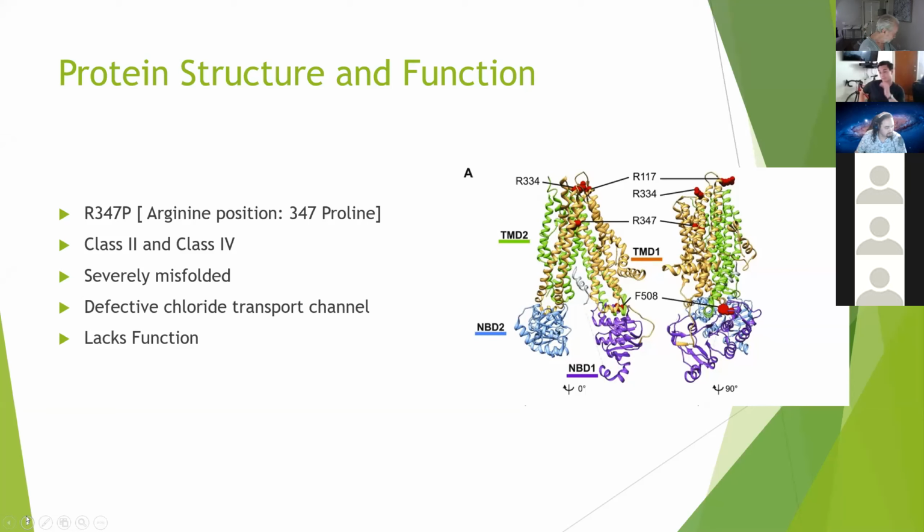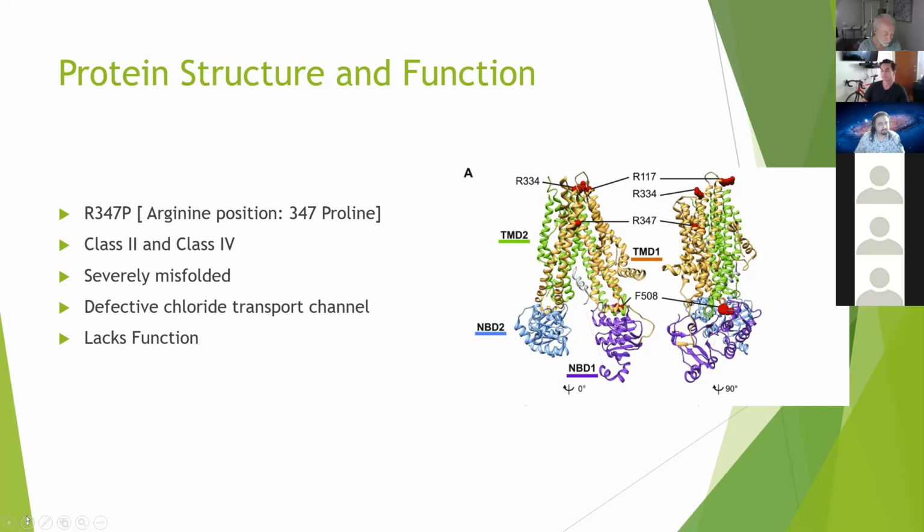This is both a class 2 and class 4 mutation because it's misfolded and it lacks function. Traditionally, class 2 mutations are misfolding, and that's an abnormality that prevents the achievement of a healthy functioning state. And class 4 is protein moving to the surface, but the chloride transport channel is defective. Severely misfolding results in not leaving the endoplasmic reticulum efficiently. And defective chloride transport level, 30% of its wild type conductance.